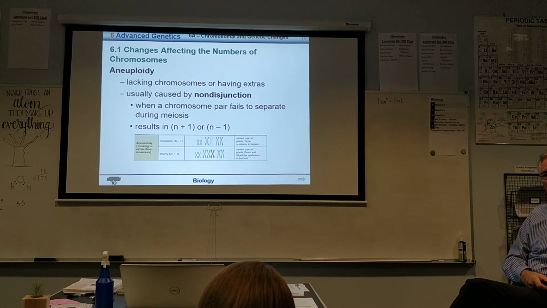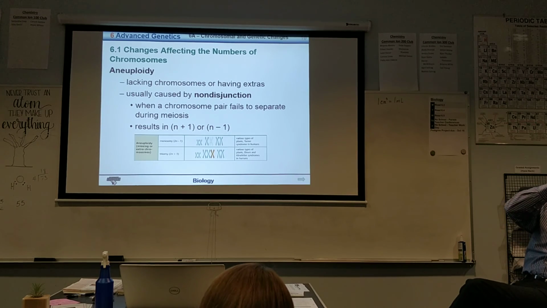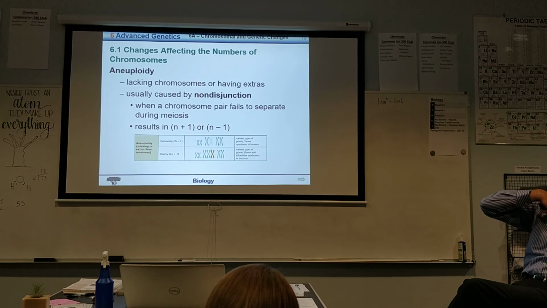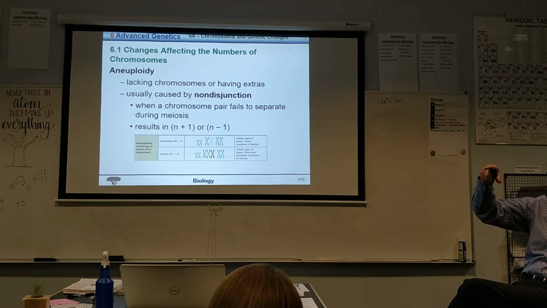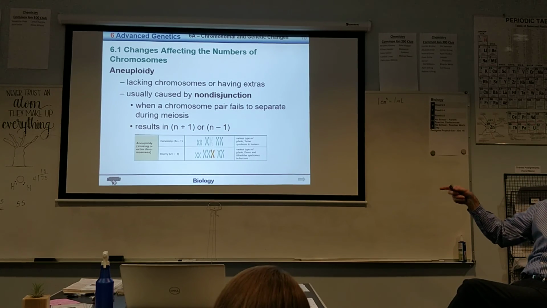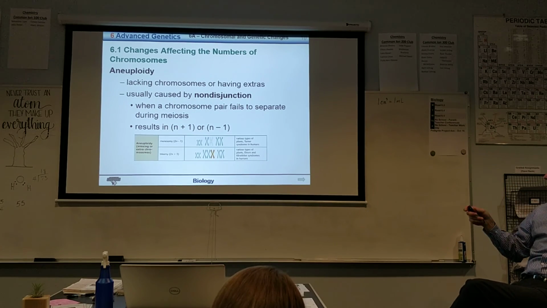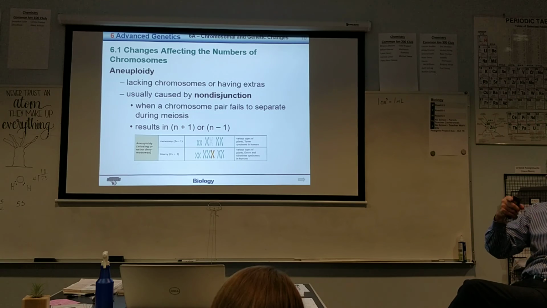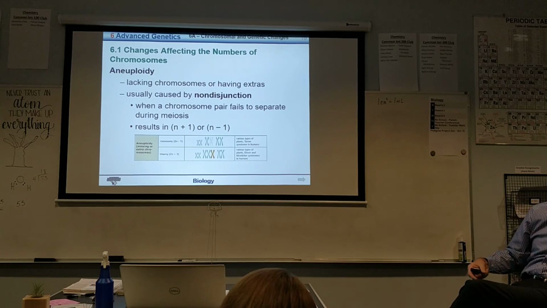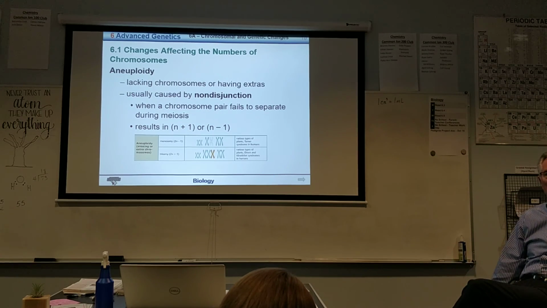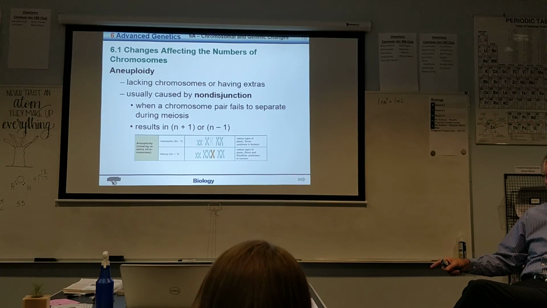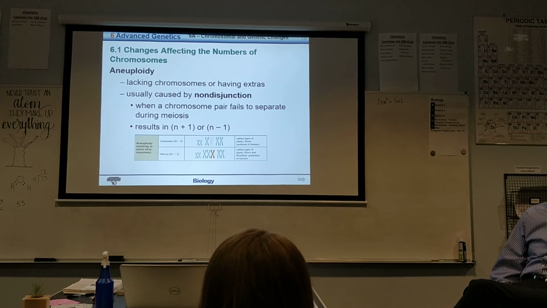So 46 produces the normal characteristics that you and I think of. And then if you're short one chromosome, whichever chromosome you're short will probably produce a different syndrome. Now, there are some chromosomes that, if you're missing them, you're not going to survive. You might not even be born.